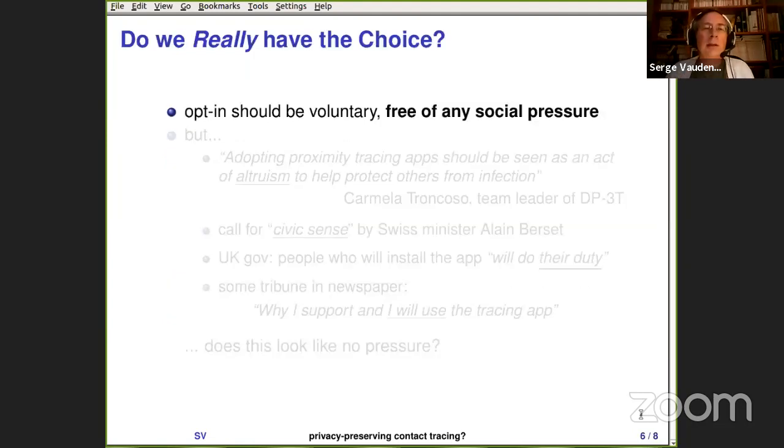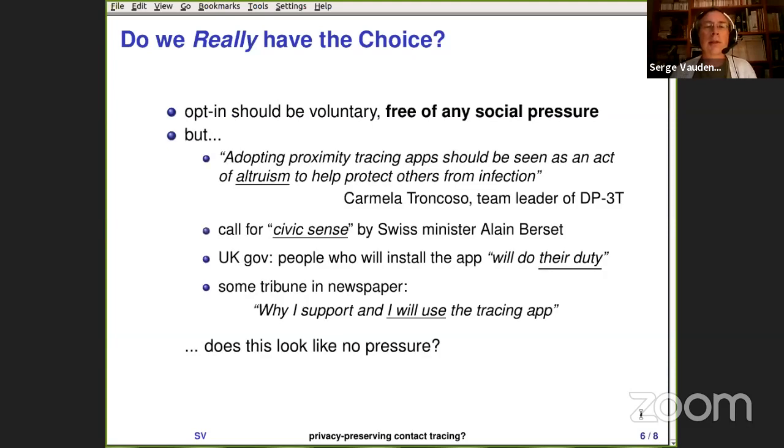People have been telling us all the time that usage will be on a voluntary basis. People will be free to use this app and free of any social pressure. It was a wish by everyone, the designers, the politicians, and it had been announced, but we can see that it's already not the case. There will be a lot of pressure to use this app, and we can quote things. Here, I took a quote from Carmela, who is here, taken from the press: Adopting proximity tracing apps should be seen as an act of altruism to help protect others from infection.